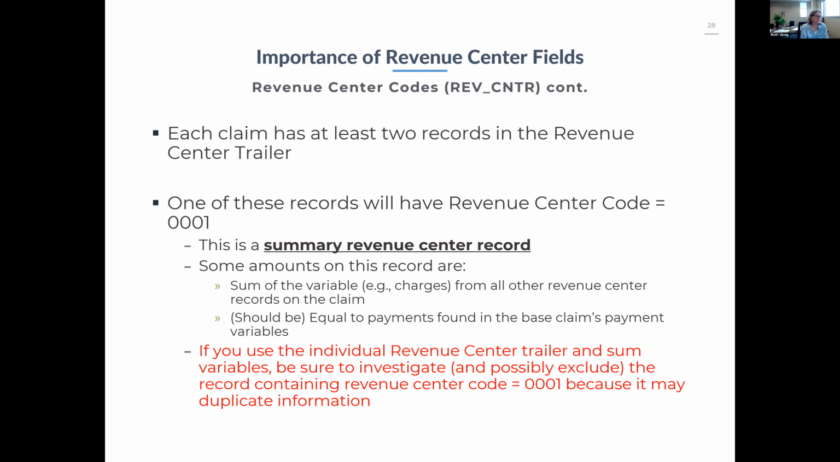The reason we say may is we've talked a bit about the limited data sets, which ResDAC does not support, and the research identifiable files. The revenue center file is built a little differently in the limited data set. So without getting into too much detail, you need to watch the use of the summary record. In general, we exclude it. It just summarizes things, and to avoid double counting, we just get rid of that record typically, or use it as a check of our own math.